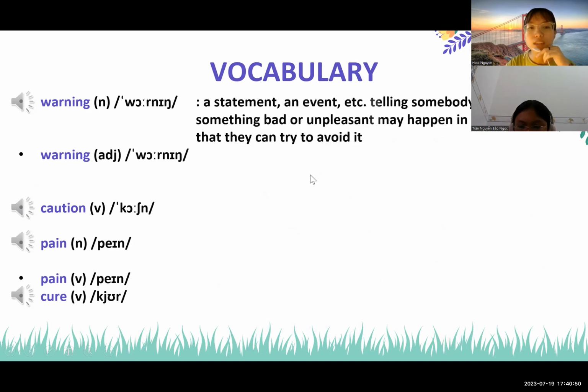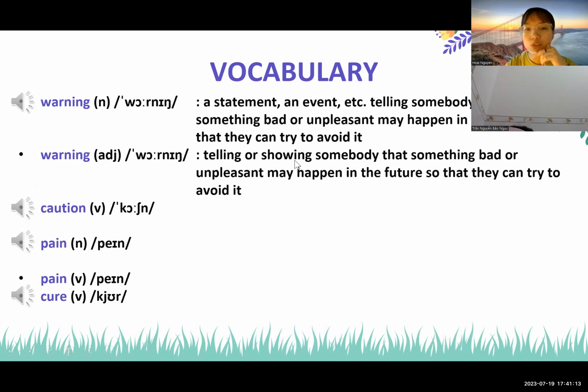Warning: a statement or an event or feature telling somebody that something bad or unpleasant may happen in the future so that they can try to avoid it. Warning, lời cảnh báo. Next we have warning as an adjective, meaning telling or showing somebody that something bad or unpleasant may happen in the future so that they can try to avoid it.